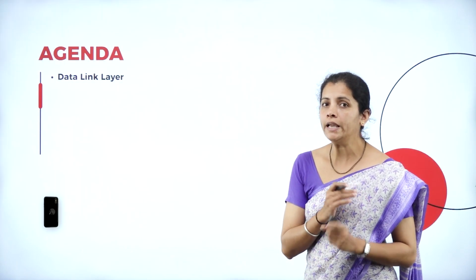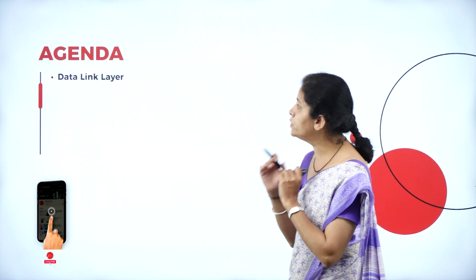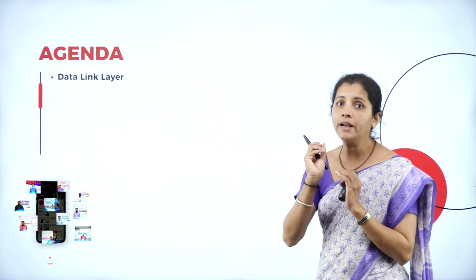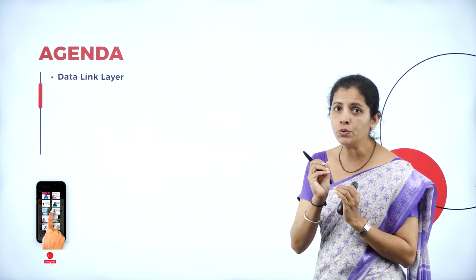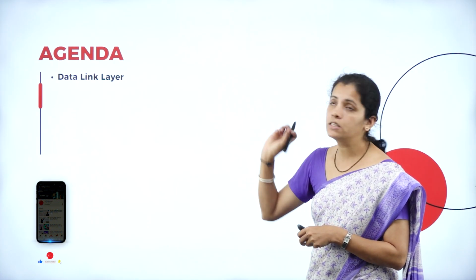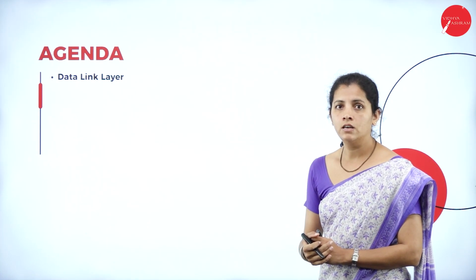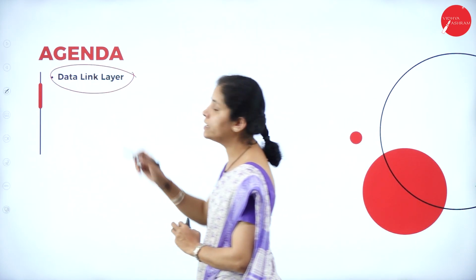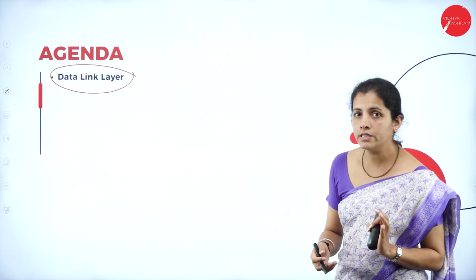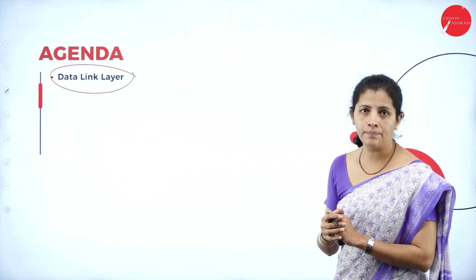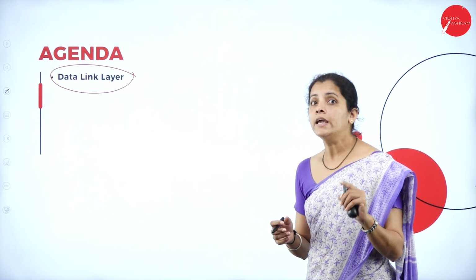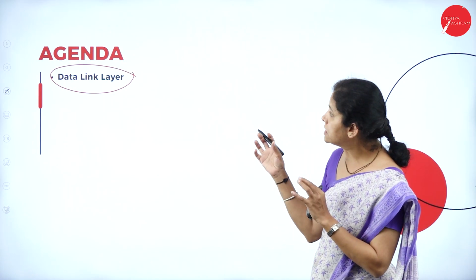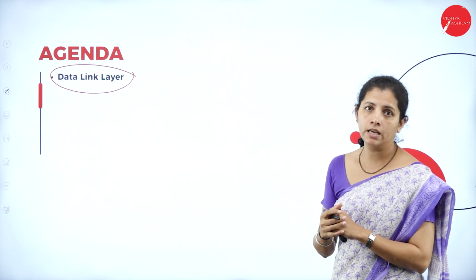So dear student, in this unit, I'm going to discuss the data link layer and the different kinds of issues that come under this data link layer. Now the question is, what is the data link layer and where did we study it? So dear student, in my unit 1, I have discussed what is the data link layer.